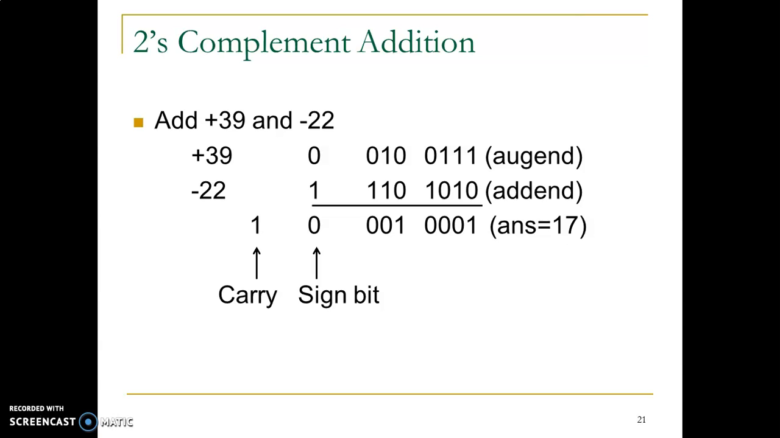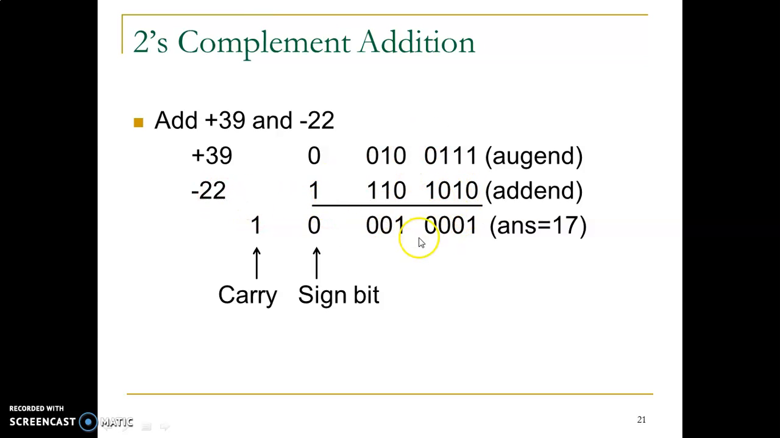Next we will see how to add a positive augend and a negative addend. The augend is positive and the addend is now negative. Since this is a positive number, just take the binary equivalent of this number. The sign bit is 0 to indicate this is a positive number. So this is a negative number. To find the 2's complement of this negative number, this is the 2's complement of 22.